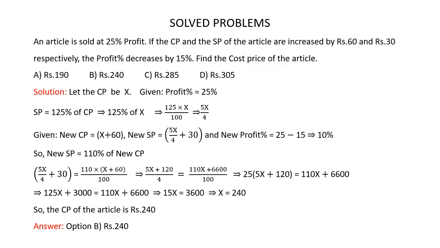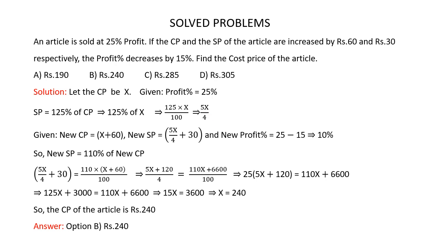Now let's assume that the cost price of the article is rupees X. Now it's given that the article is sold at 25% profit. So profit percent is 25%. Now the selling price is equal to 125% of the cost price, which means 125% of X. This is nothing but 125 multiplied by X divided by 100, which is 5X by 4. So the selling price is rupees 5X by 4.